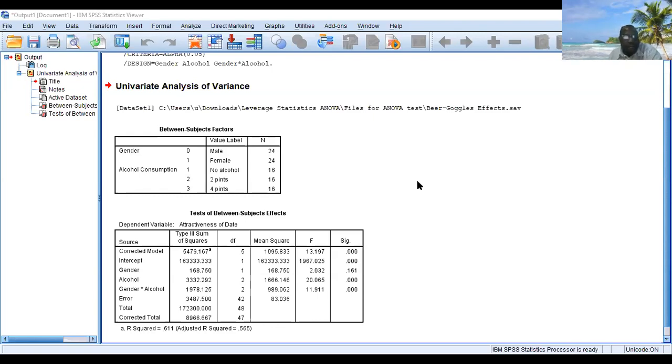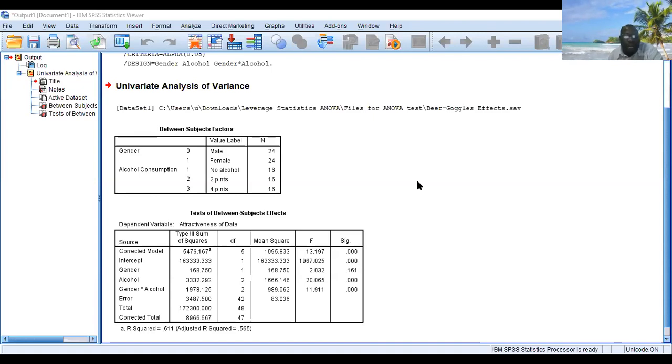If you remember, the sum of square error, can you see? This one they call error, the residual, is the sum of square error. The one we calculated for within, this is between the model, this is the residual. Now, the sum of square for gender, for alcohol, and the interaction effect, gender and alcohol. And look at their degree of freedom. That's how we saw it.